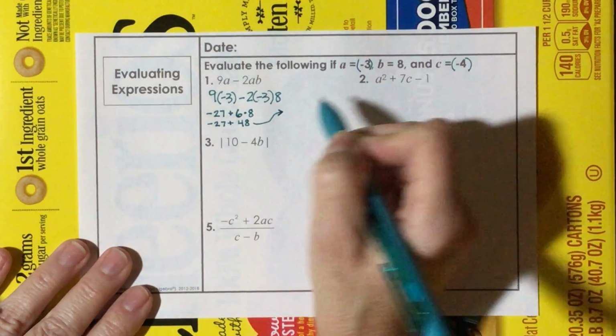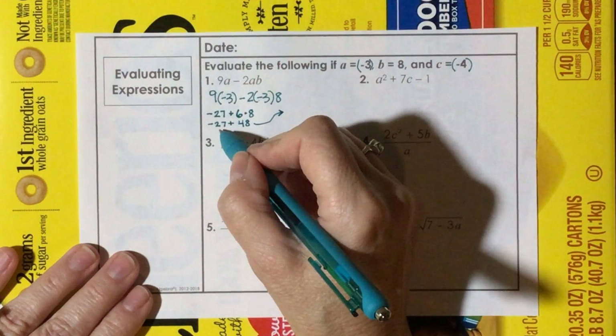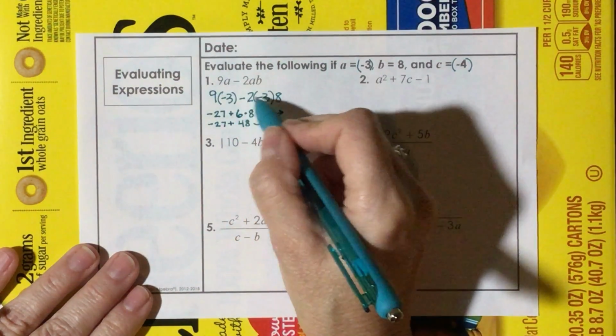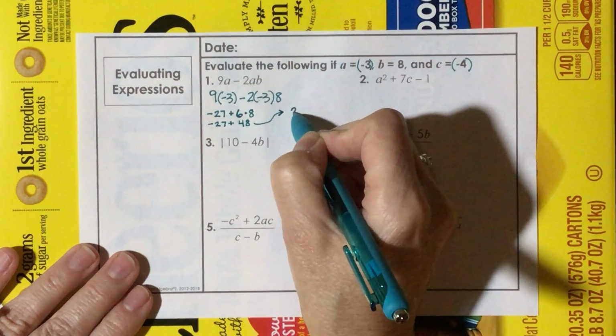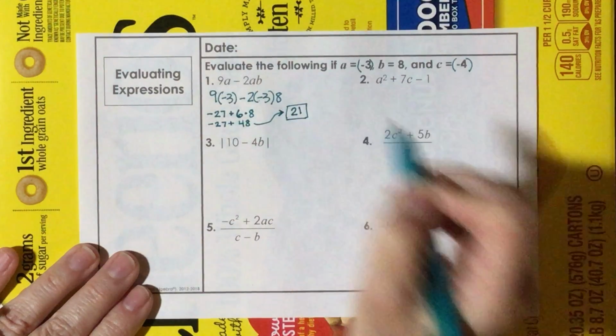And for my final answer, I'll put it over here. We have more positives than we have negatives. So let's see, we have 27, 37, 47 is 20, and then one more. So we have 21 left over.